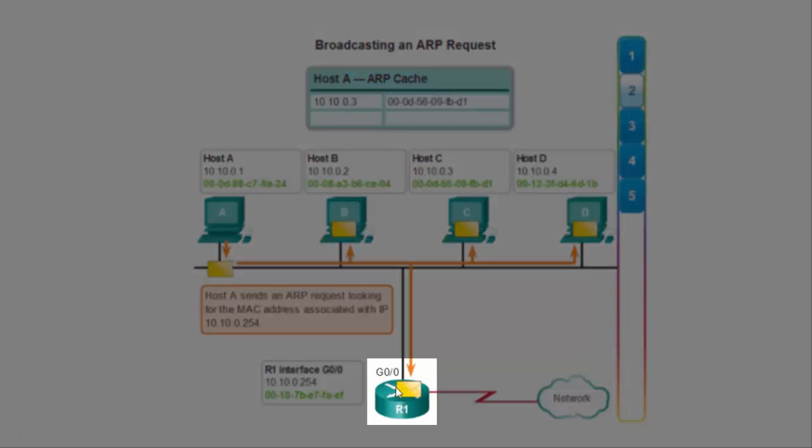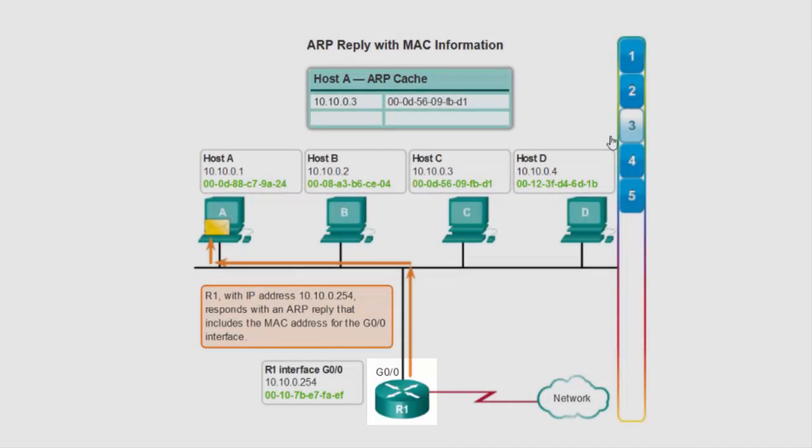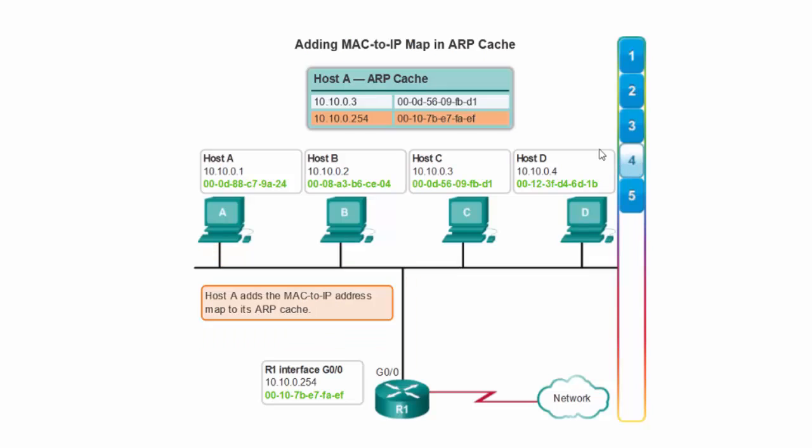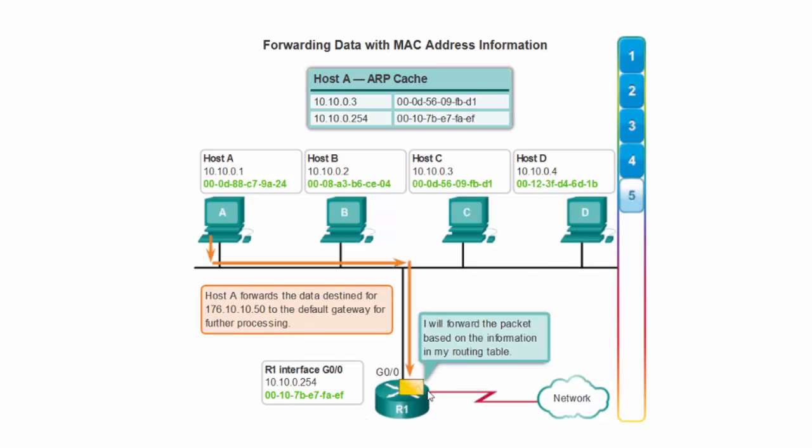It will then send a response back to node A, telling it that it has this IP address and its physical address is 00107B E7FAEF. Then node A will update its own cache and will use this physical address later on to send frames to the default gateway.